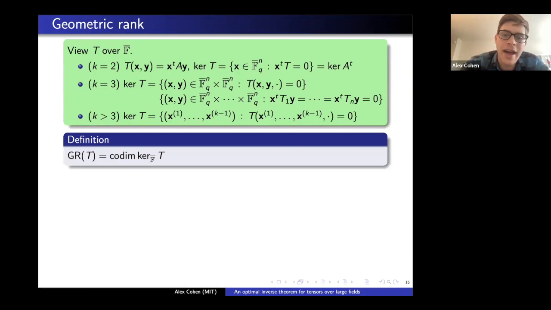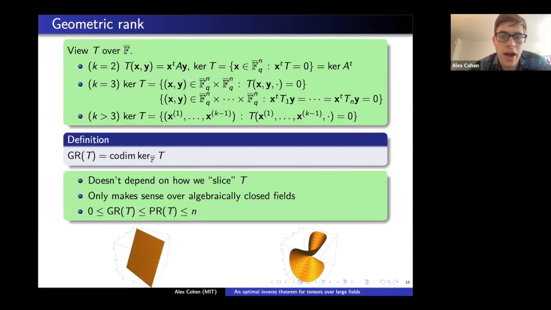So recall that we have the kernel of an arbitrary tensor. It's some nonlinear variety in general. And we can just ask what is the codimension of that variety over the algebraic closure, and that's the geometric rank. So this is a notion that really makes sense over an algebraically closed field, because those are the sorts of fields in which the notion of codimension in algebraic geometry is well behaved.